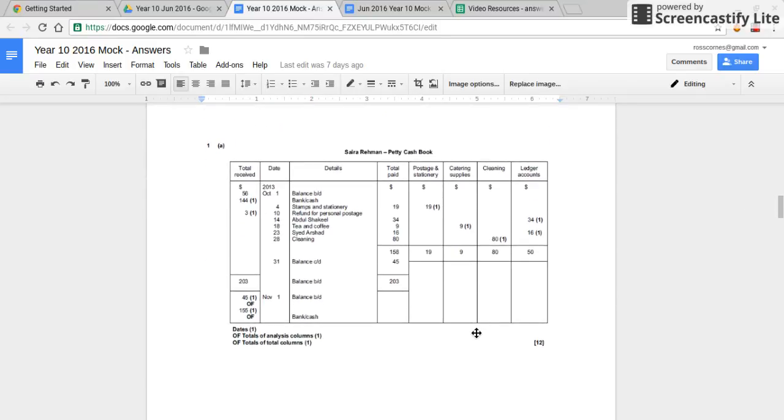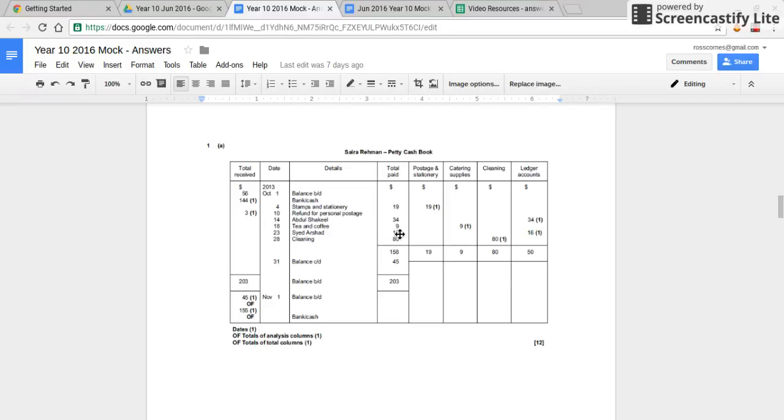Okay, next one's going to be difficult for you to see, but you can zoom in. Petty cash period. Generally this was well done down to this point, so most people correctly worked out there was a balance brought forward of 56, the imprest was 200, and therefore they've got to add $144 on the debit side. Most people then put stamps and stationery in the credit entry and correctly put it into the analysis columns. The refund for personal postage, again, that's well done.